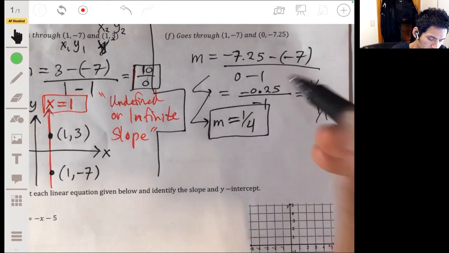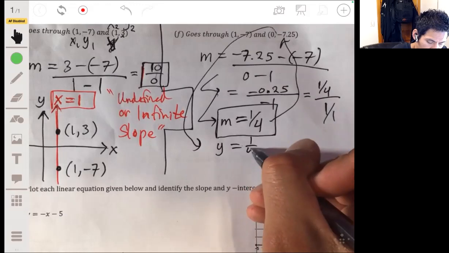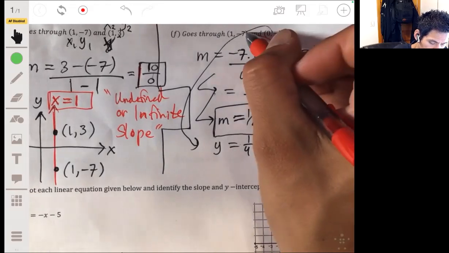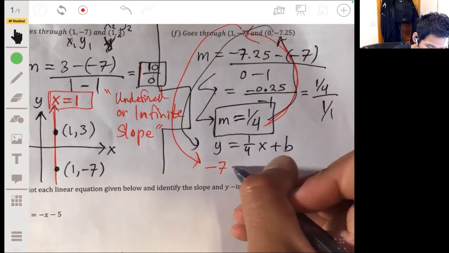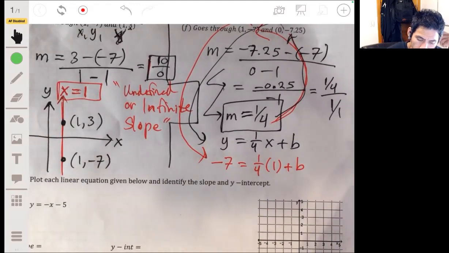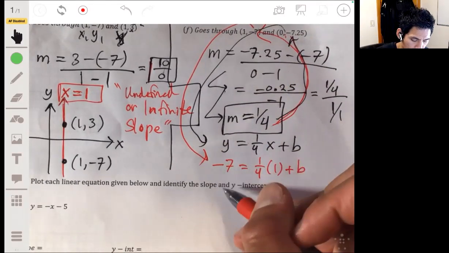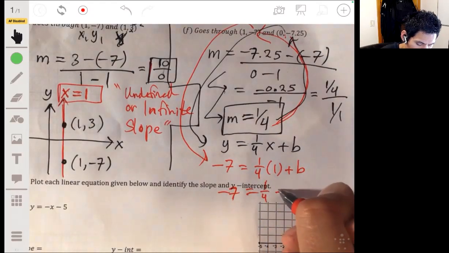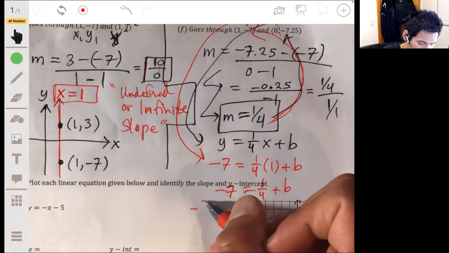From there, we plug this into our equation. Let's just pick a point. Well, let me first write y equals 1/4 x plus b. Then let's pick this one. This is probably easier to work with since there's no decimals. We'll go -7 equals 1/4 times 1 plus b. Actually, they're both about the same. Never mind. So -7 equals 1/4 plus b. So we just take away 1/4.